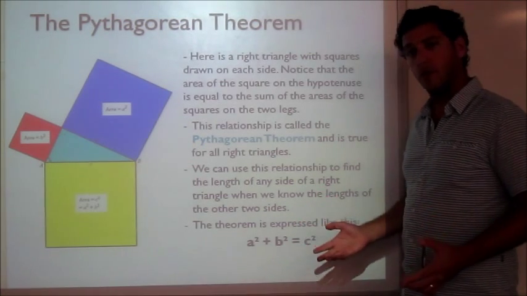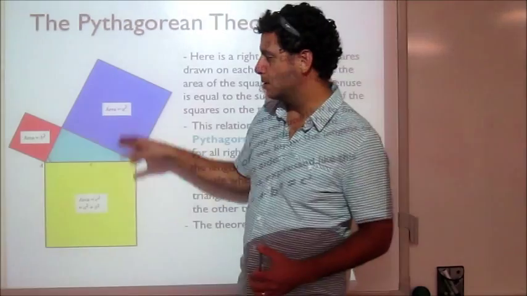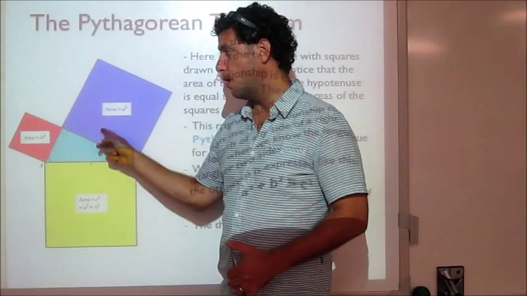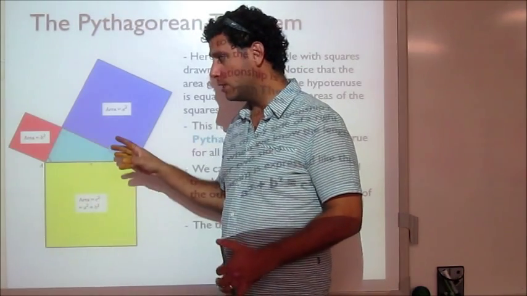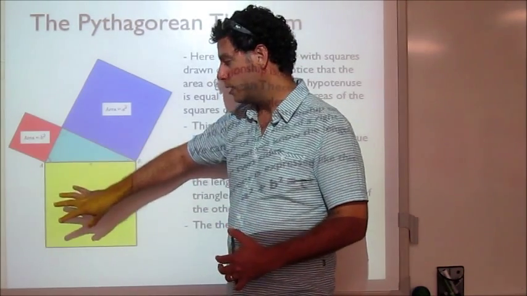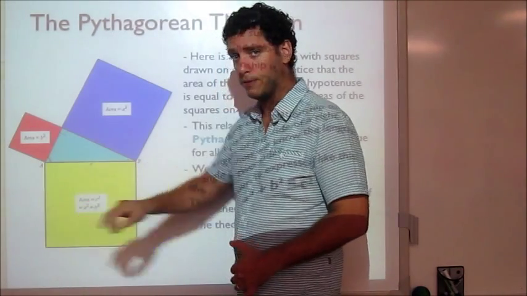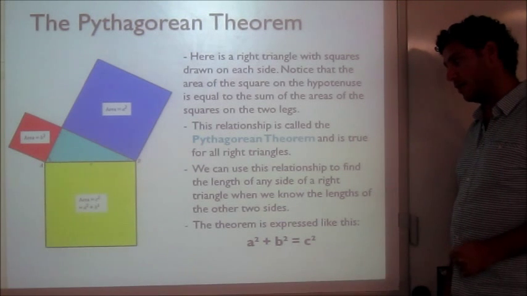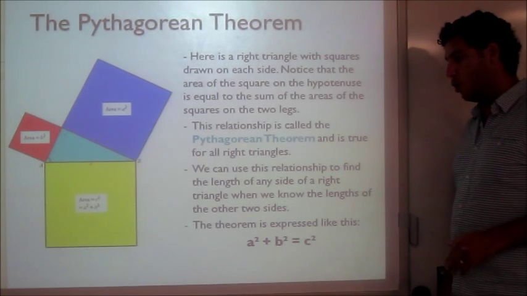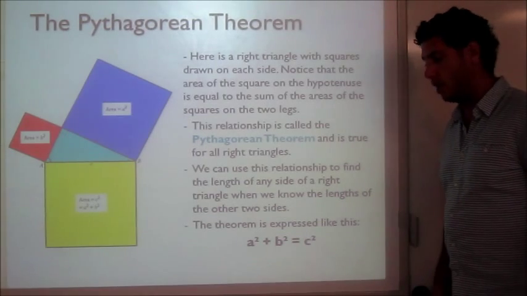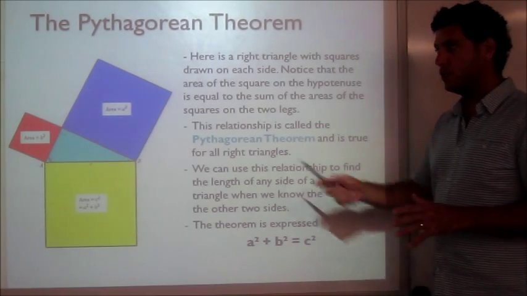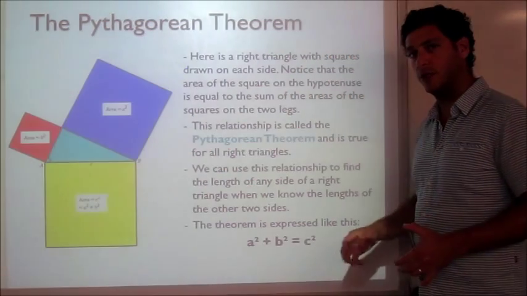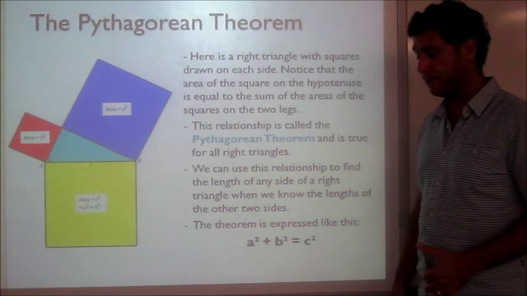So for any given right triangle, if you drew squares on each of the three sides, the area of the two smaller sides, the two legs, will always add up to equal the area on the hypotenuse. We can use this relationship to find the length of any side of a right triangle when we know the lengths of the other two sides. So when we know two of these side lengths, we can use this relationship to determine the third side length.